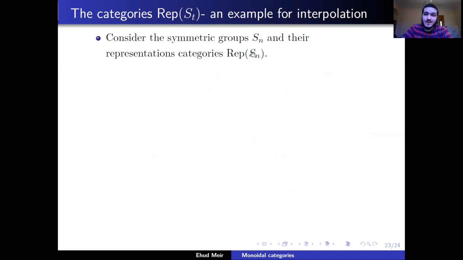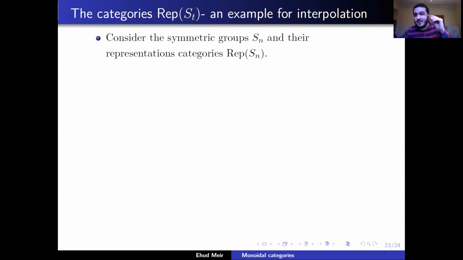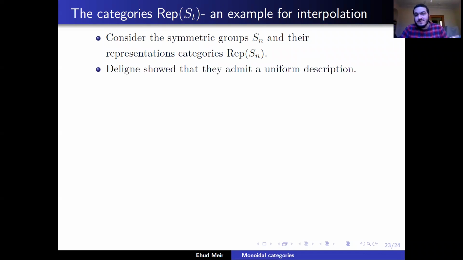And here's the thing, we can consider Sn and the representation categories Rep Sn. So of course, all these categories are Rep G for some group G, specifically for G equal to Sn. But here's the thing, you can think of them as Rep S1, Rep S2, Rep S3, and so on, let's say on the complex plane. And you can just fill in the entire complex plane with such categories where, in particular for t equal to n, you get Rep Sn. So how does this go?